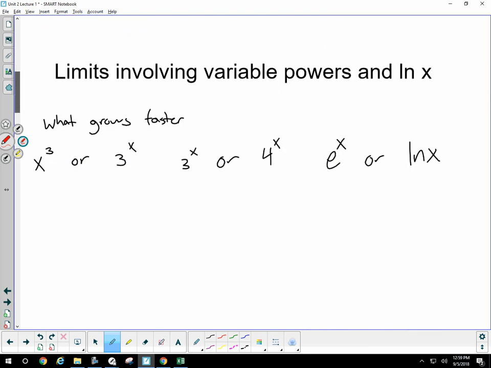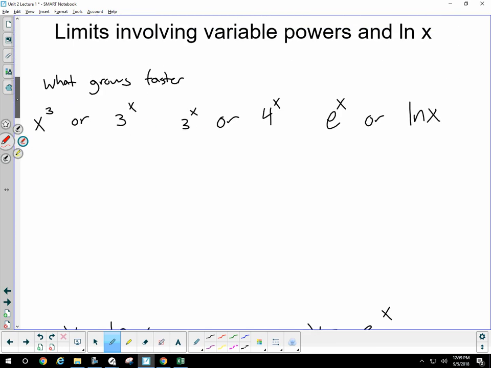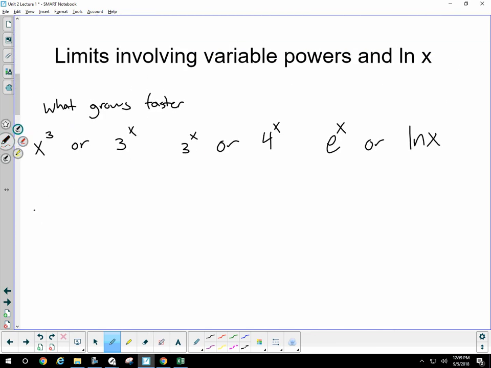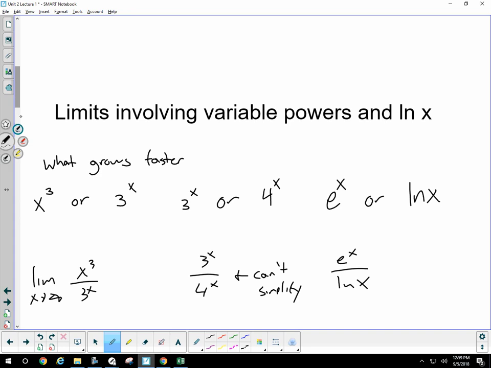All right. Now, we will get to situations where simplification is not going to help us. Like if I looked at the limit as x approaches infinity of x cubed over 3 to the x, or 3 to the x over 4 to the x, or e to the x over log x. I can't simplify this. I can't even simplify this. So I can't get to infinity over a number or a number over infinity. Instead, we're going to have to think more conceptually about what's going on with the growth of our terms.